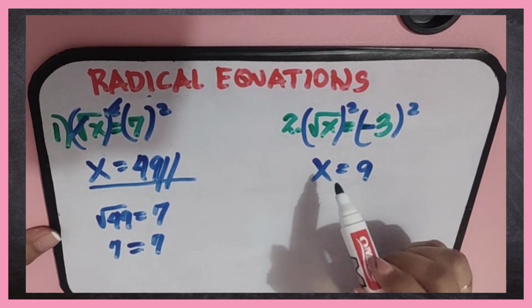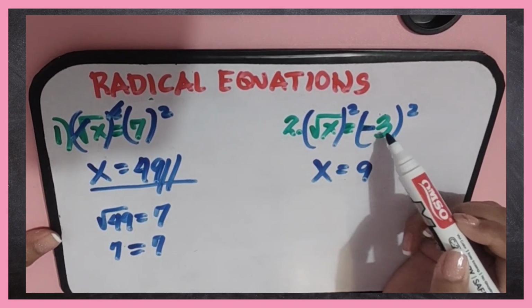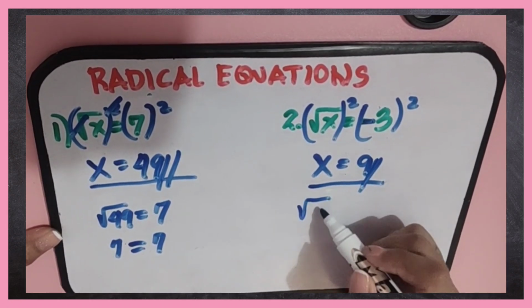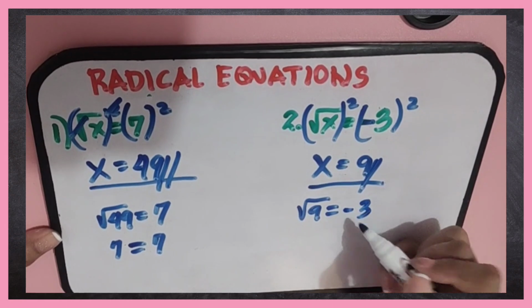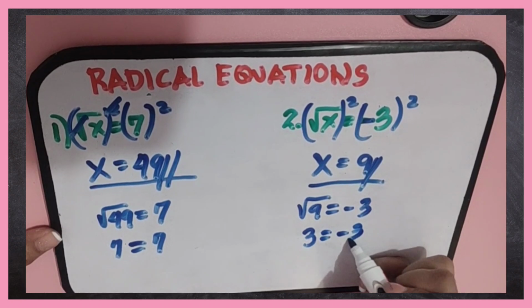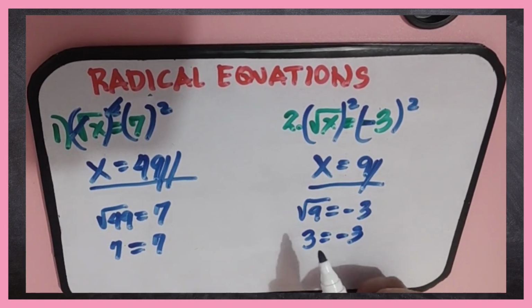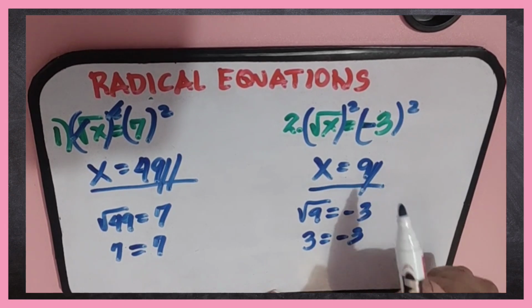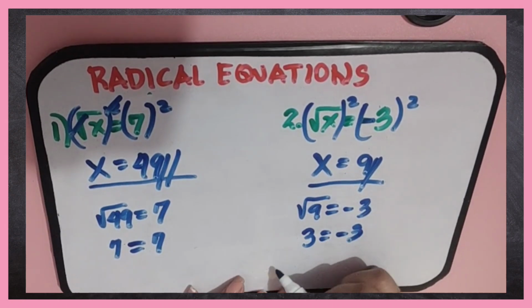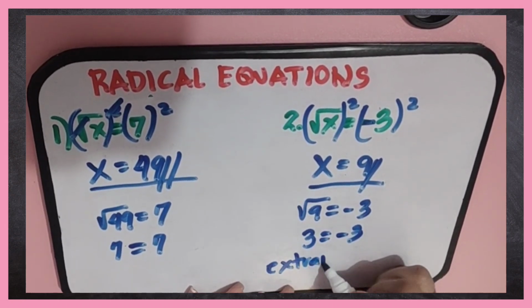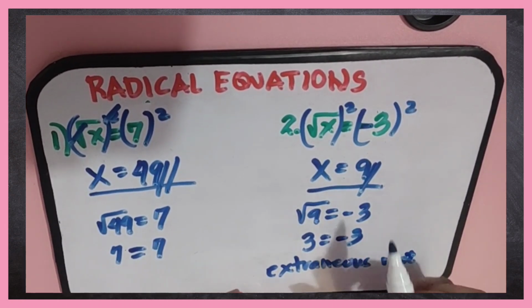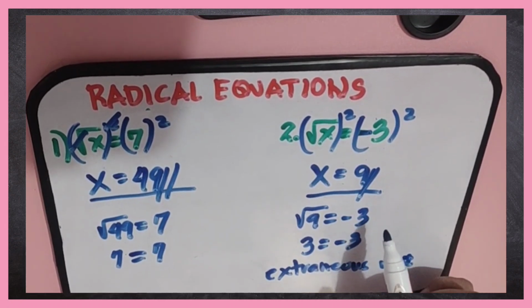Then of course, to check if square root of x is equal to negative 3 and x is equal to 9, we have square root of 9 is equal to negative 3. Then square root of 9 is 3, which is equal to negative 3. So that is false. Thus x is equal to 9 is not a solution. So it is what we call the extraneous roots, wherein the equation has no real solution.